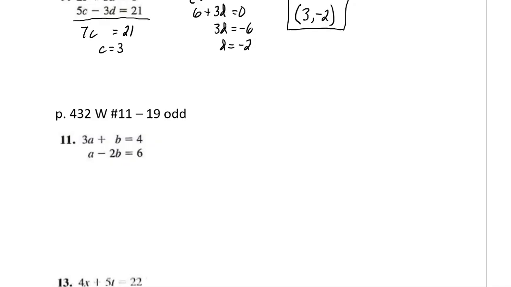If we want the a terms to be opposites, then we'll multiply the second equation by -3. However, if we want the b terms to be opposites, we can multiply the first equation by 2. Either is fine. I'm going to multiply the first equation by 2. And I'll label on my transformation arrow what I'm doing.